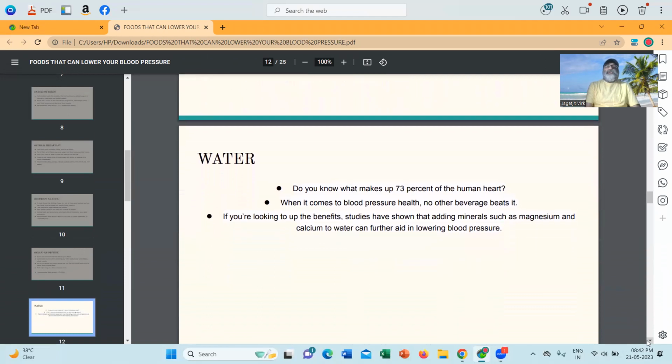Water. Do you know what makes up 73% of the human heart? It's water. When it comes to blood pressure health, no other beverage beats it. If you are looking to up the benefits, studies have shown that adding minerals such as magnesium and calcium to water can further aid in lowering blood pressure.